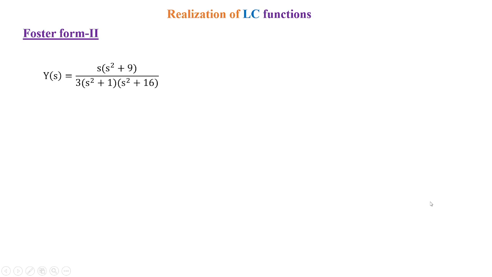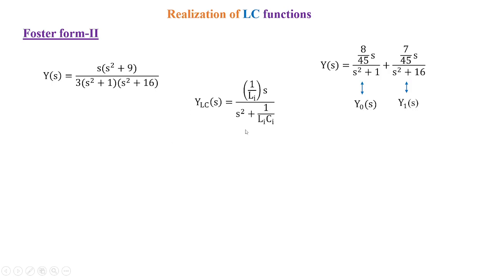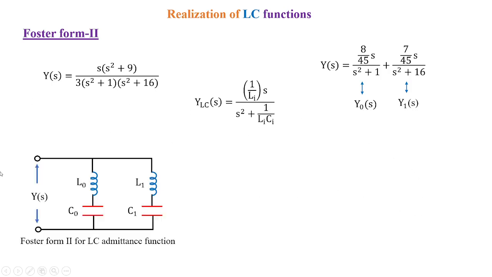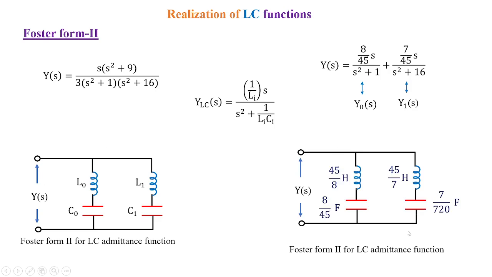Here I have taken the same 1 by z of s value and the solution obtained as y of s, and after treating the individual admittance values as y naught of s and y1 of s, I have framed it with the help of this formula and the general form of the Foster form representation of the LC admittance function. With this, I have substituted the original values. You have to figure out what is the formula behind this admittance function.